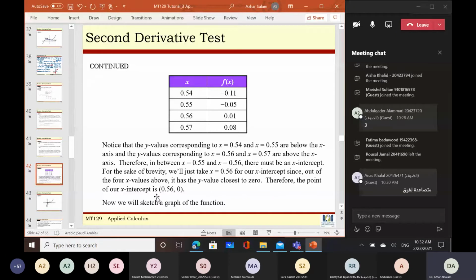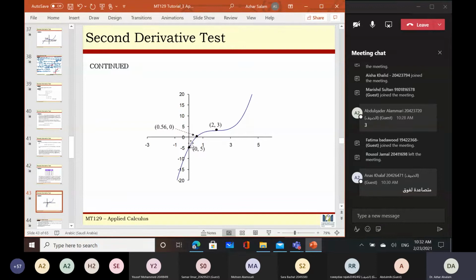مش ضرورية هذه الخطوة، أهم شيء إني أعرف إنه يقطع السينات في مكان بين الصفر وبين الاثنين، اللي هي بين المحور الصادي وبين الانفليكشن بوينت. هذا أهم شيء، مش ضروري إني أقعد أجرب قيم وأنا ما عندي آلة حاسبة.